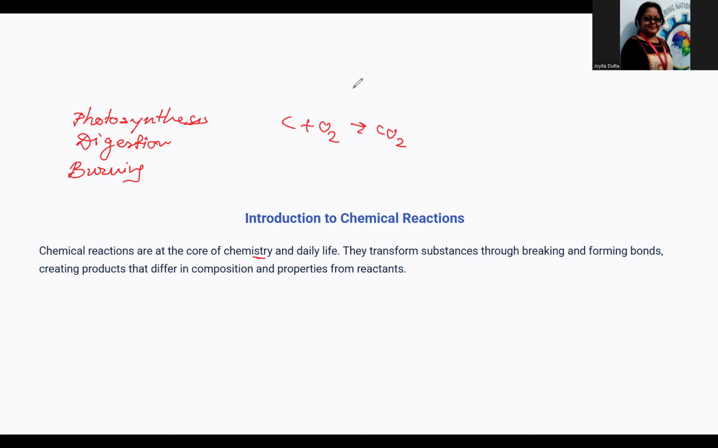And what is involved in a chemical reaction? Either there is a breaking or forming of bonds. Here I saw carbon and oxygen, a bond got formed between carbon and oxygen, right? So there is formation of bonds, or there is breaking of bonds. All these things relate to the chemical reaction.